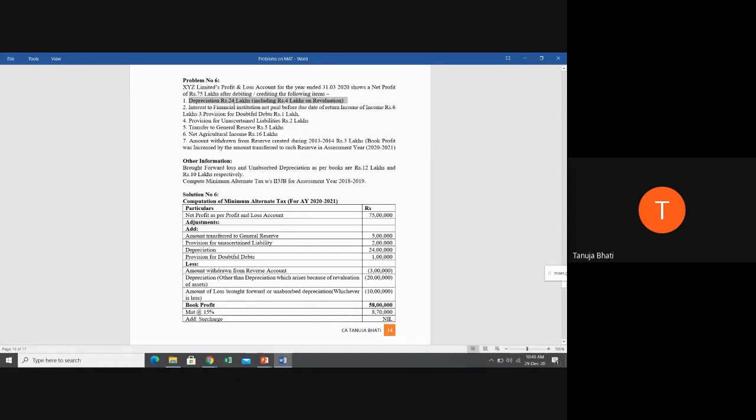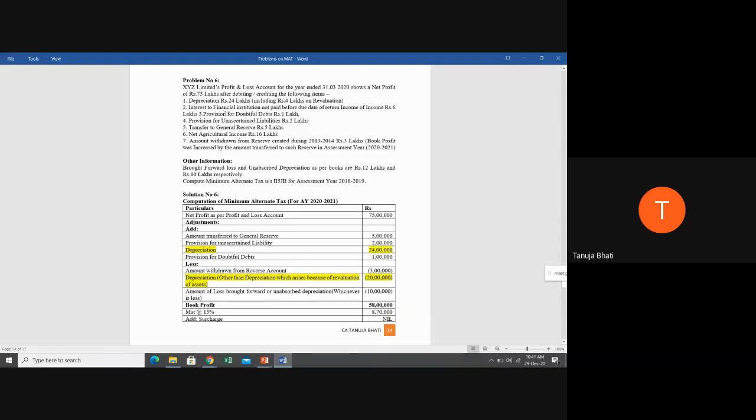Depreciation rupees 24 lakhs, including 4 lakhs on revaluation. Now, what is the amount you're going to add and what is the amount you're going to less in respect of depreciation? Quick, students, tell me. 24 lakhs is having 4 lakhs as revaluation depreciation. That means normal depreciation is 20 lakhs. 24 lakh is added, ma'am, and 20 lakh is deleted. Very good. So here in our answer, 24 lakhs is added and depreciation other than depreciation on revaluation, 20 lakhs, has been minused or deducted. Very good, students.